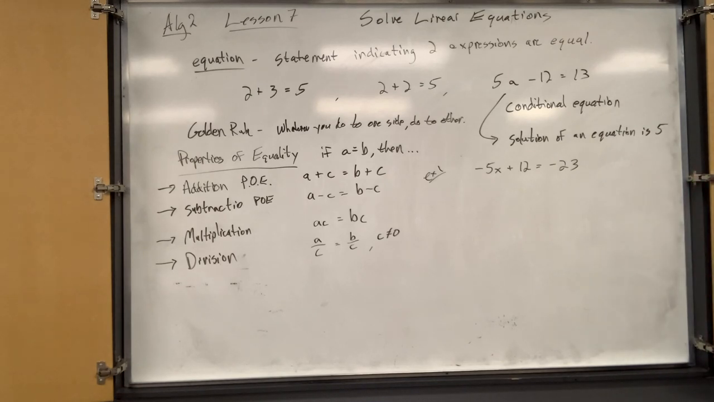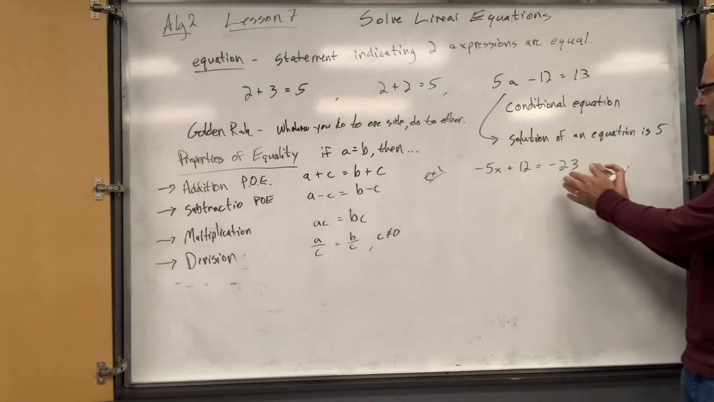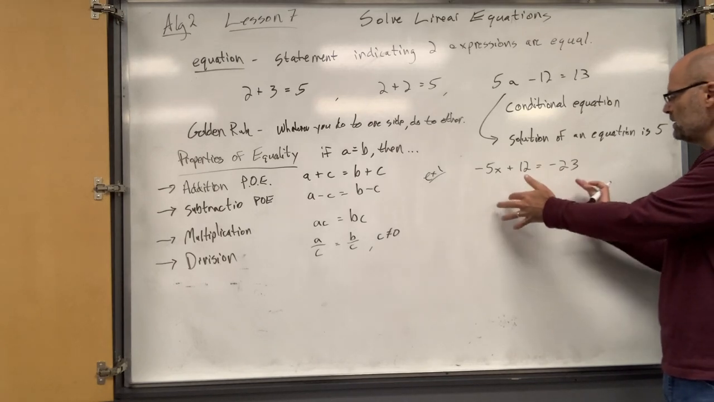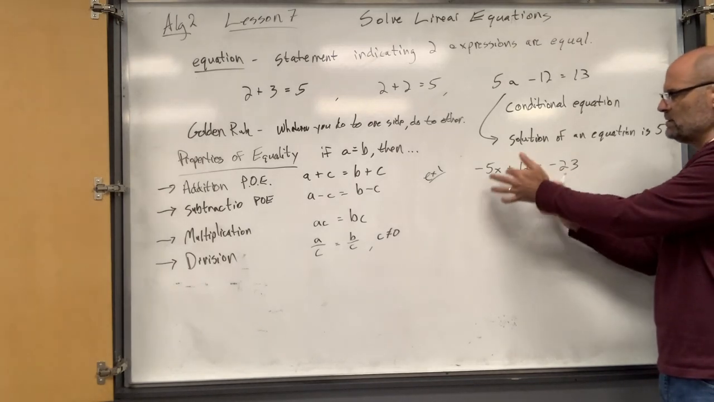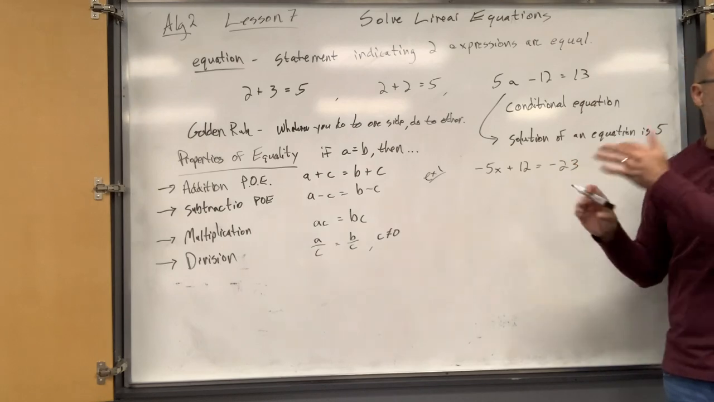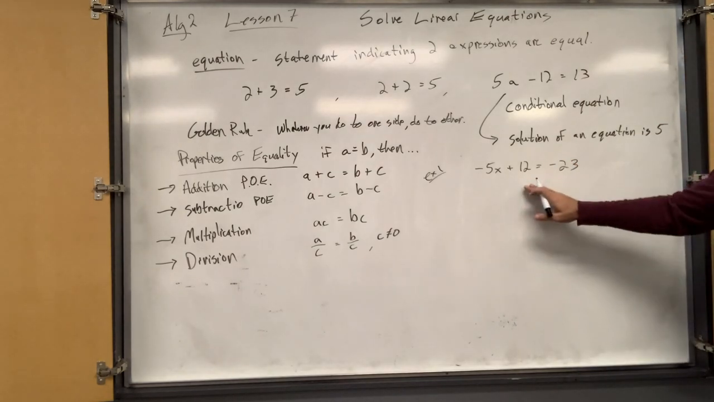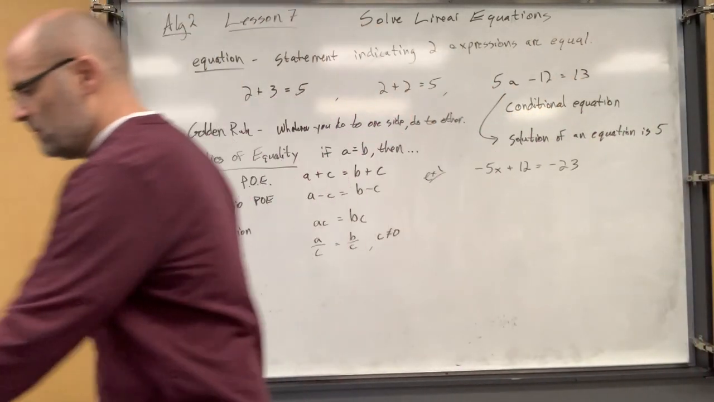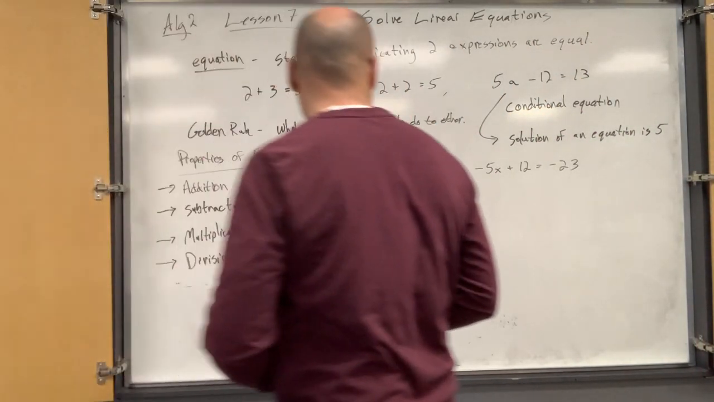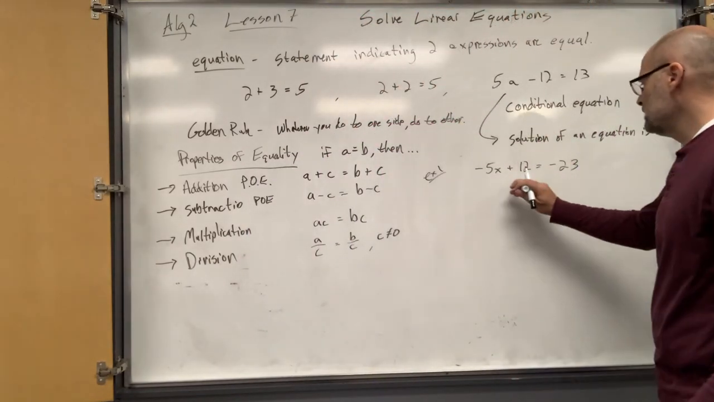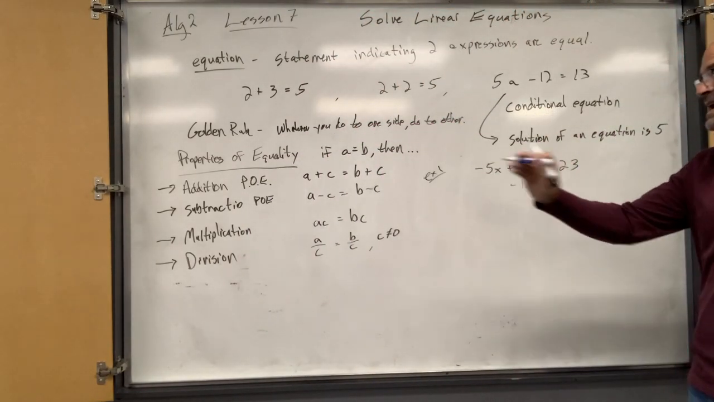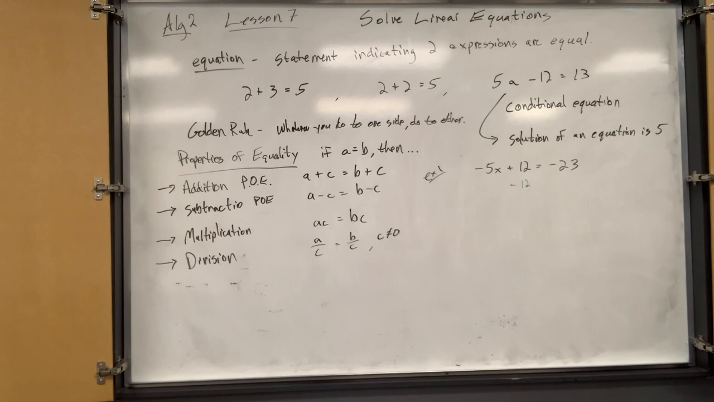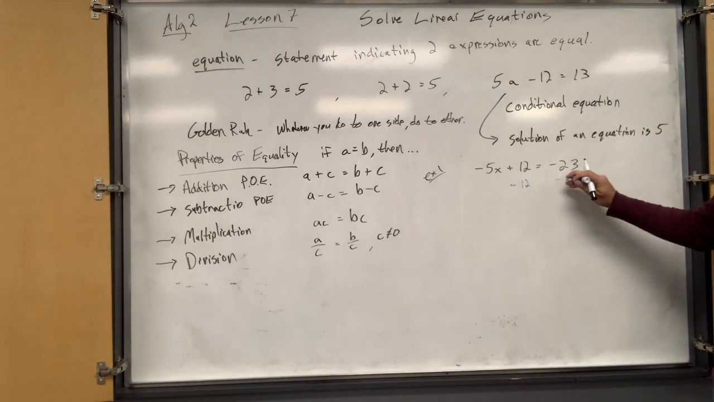23. The 23? Well, if you get rid of 23, you want to get rid of everything on the variable side except the variable. 12. All right, so get rid of 12 first. If 12 is being added, to get rid of stuff, you do the opposite operation. So subtract 12. Golden rule and a subtraction property of equality means whatever you subtract from one side, subtract it from the other.